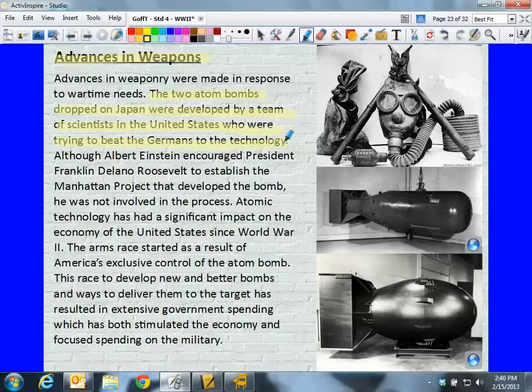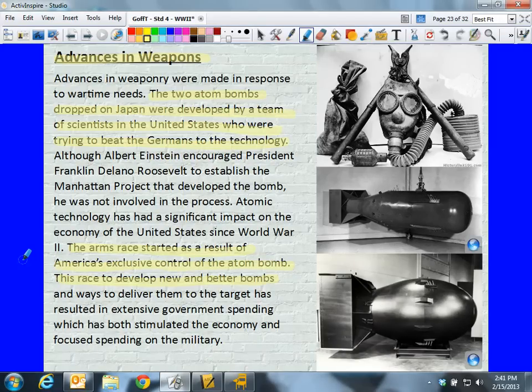Something we're going to talk about when we get into the Cold War will be the arms race, and it was started as a result of this control of the atom bomb project that the United States was involved in. And we're going to be talking about it because the arms race becomes a competition to build new and better bombs, and all that takes place during the Cold War. The race itself is very much like a competition.